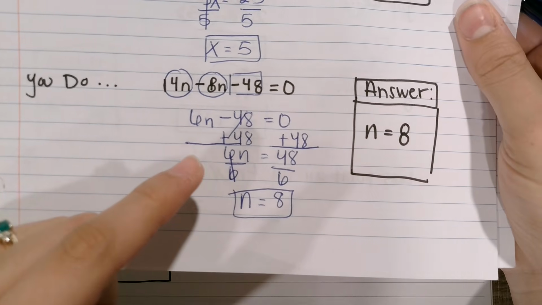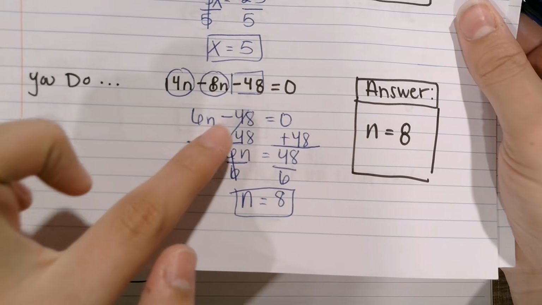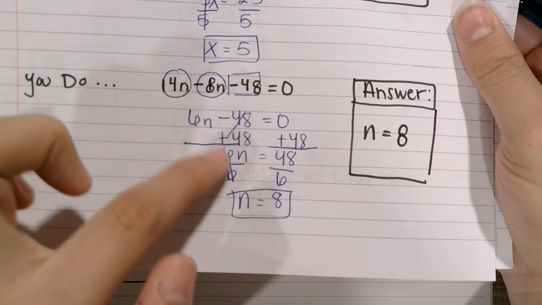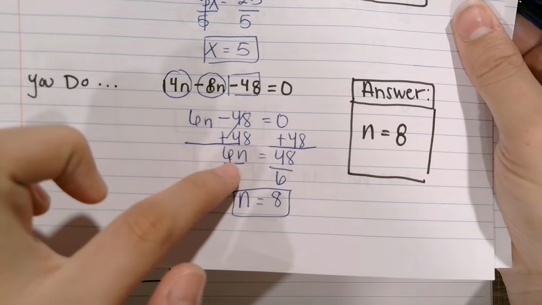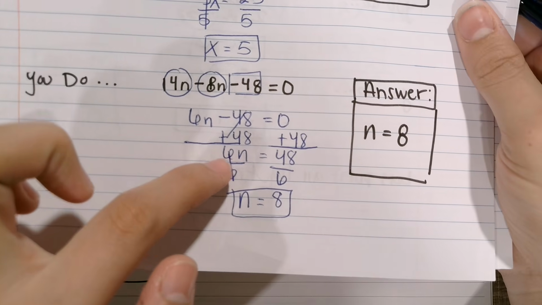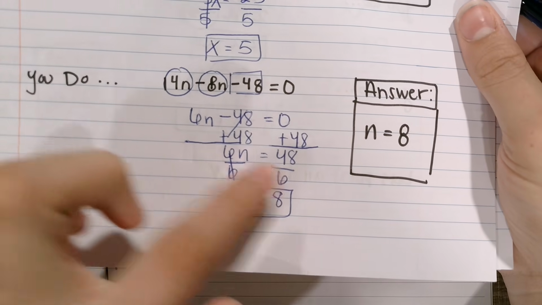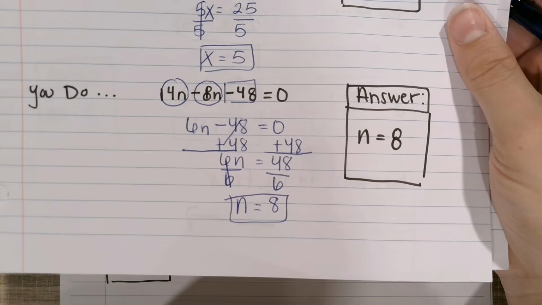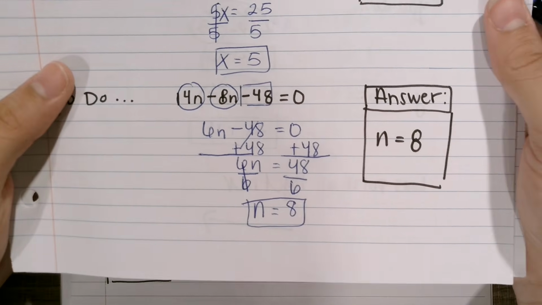Time to do inverse operations to isolate the variable. Minus 48, I do plus 48 on both sides. Bring down my 6n. Multiplication is happening. The inverse is division. Divided by 6 on both sides. n equals 8 is my answer. Okay, so just check your work and let's move on.